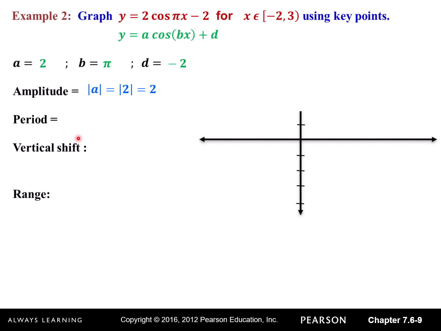And then for the period, we will use the formula 2 pi over absolute value of b, placing b as pi, so it's 2 pi over pi, and then canceling pi, it will give us 2 as the value of the period. And then the vertical shift is the value of d, which is equal to minus 2. It means it is shifted 2 units down. Now to graph the function, let us start with the period again. So we will locate 2 on the x-axis.